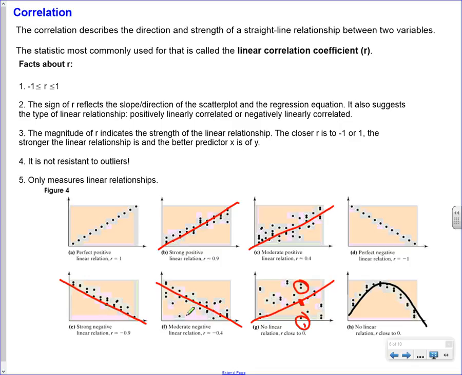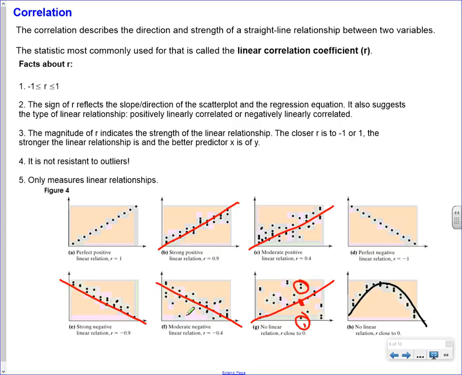The closer our R value is to -1 or to 1, the stronger the relationship is between X and Y. The closer the R value is to 0, the weaker the relationship is. R values and the regression equation are not resistant to outliers. If you do have an outlier, a really extreme high or low value, it's going to pull the R value down and pull your regression equation down or up, depending on which way the outlier is. So it will affect your regression equation.